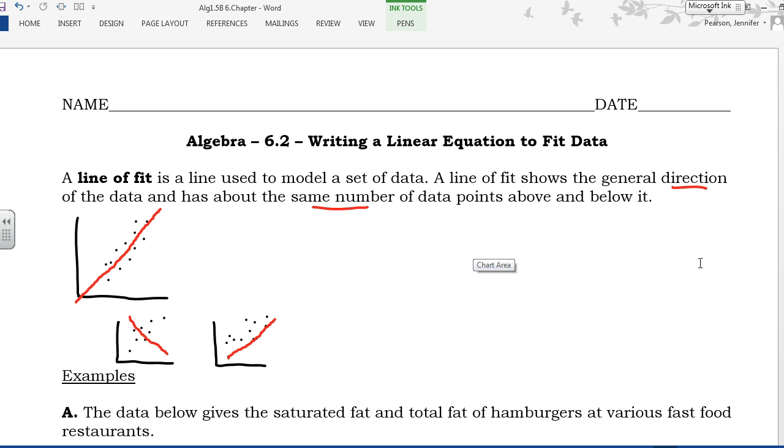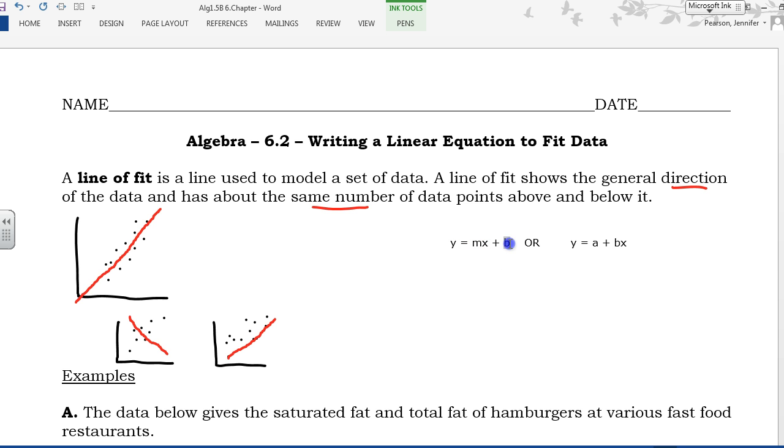To write an equation for a line of fit, we need two things. Our equations are going to be in y equals mx plus b form, or a y equals a plus bx form. Now these are really the same thing. Depending on how you may have experienced this before, our slope is always the number that is in front of the x.